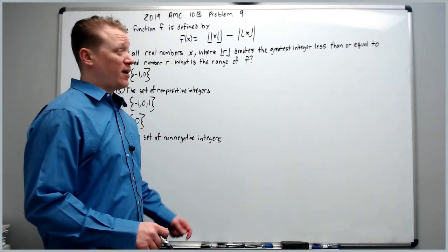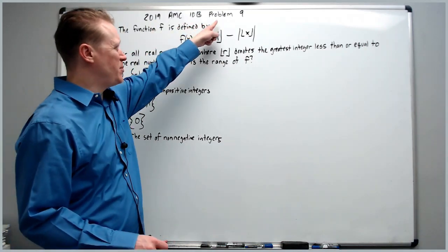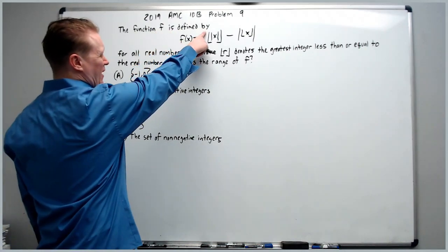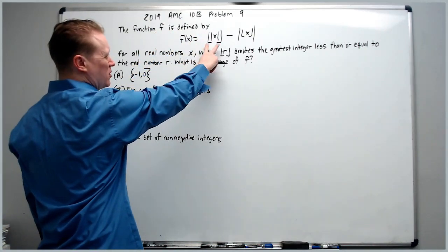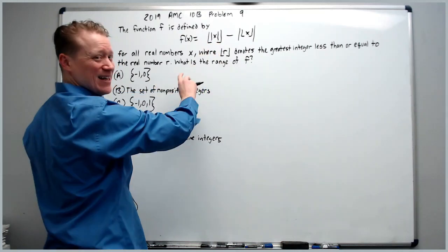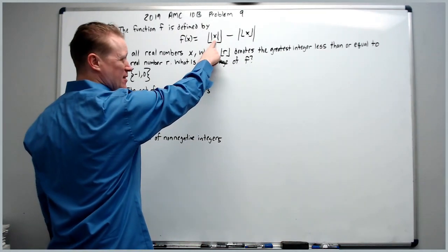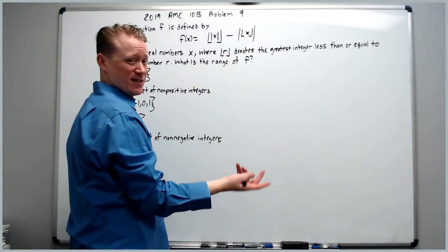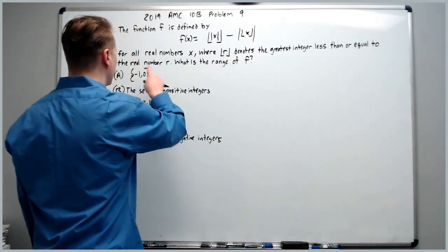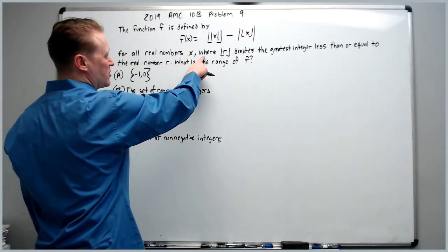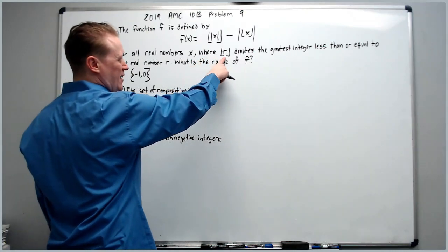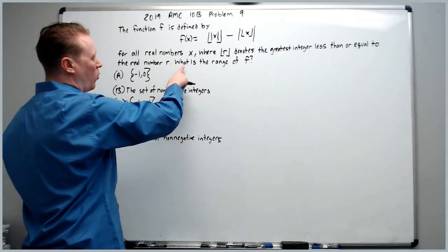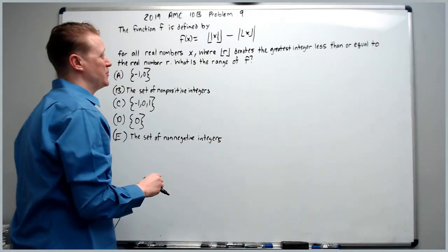Okay, continuing on with the 2019 10B problem number 9. The function f is defined by f of x equals the greatest integer less than or equal to the absolute value of x, minus the absolute value of the greatest integer less than or equal to x, for all real numbers x, where the greatest integer less than or equal to r denotes what we just said. What is the range of f?